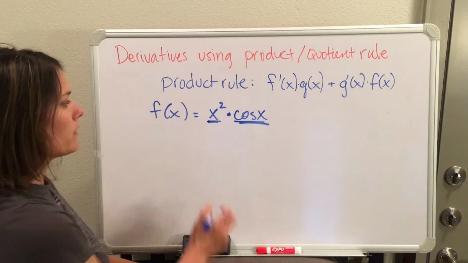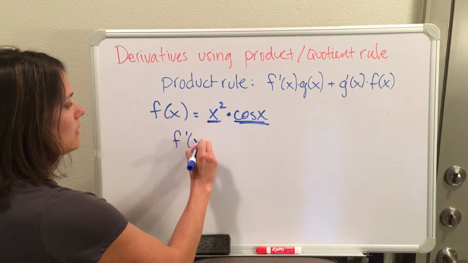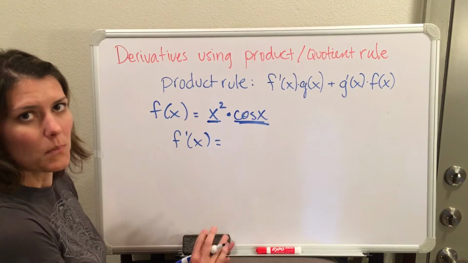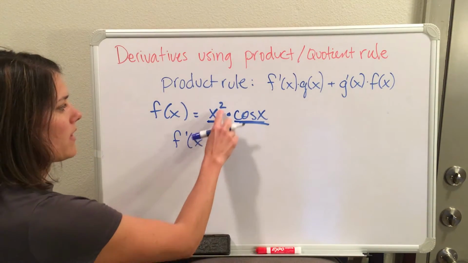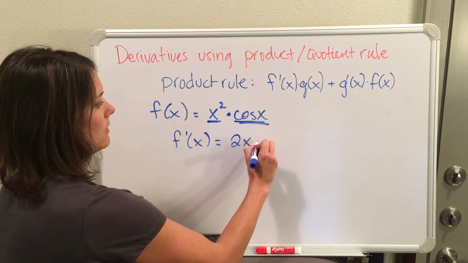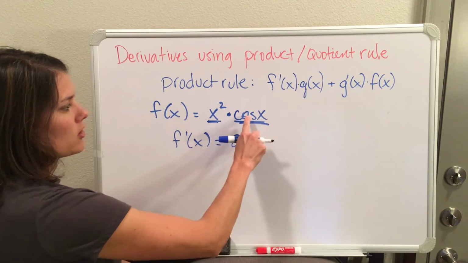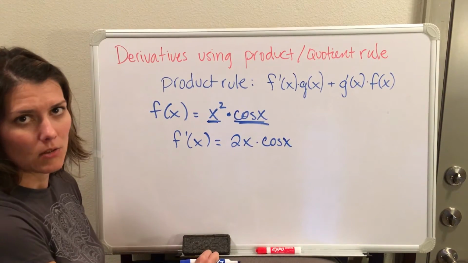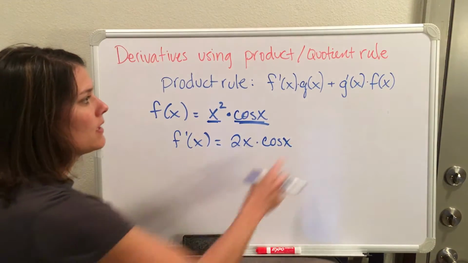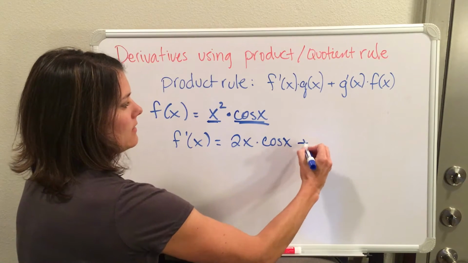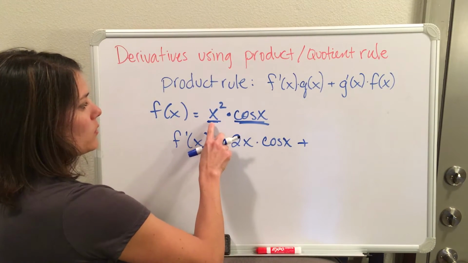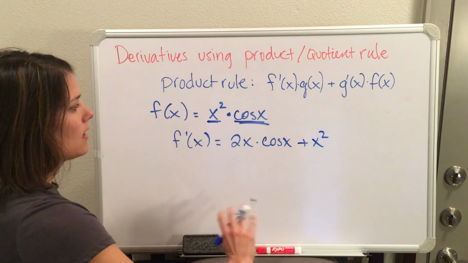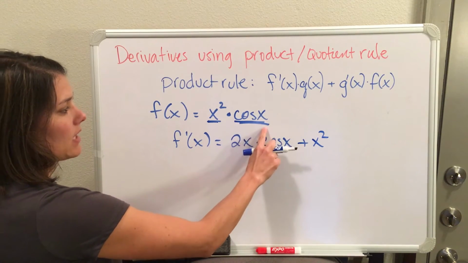So to find the derivative, f prime of x, I would do the derivative of the first function first using a power rule. The derivative of x squared is 2x. And then I would just rewrite the second function. You don't do anything to it except rewrite it. Then you will have a plus sign, and I'm just going to rewrite the first function, not do anything to it, and then take the derivative of the second function.